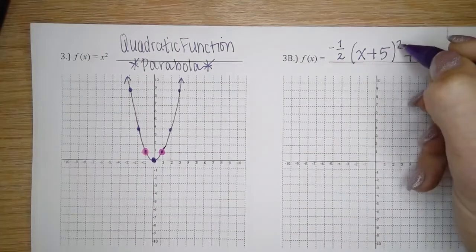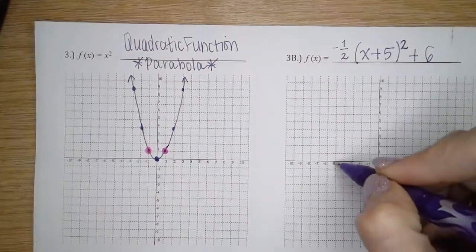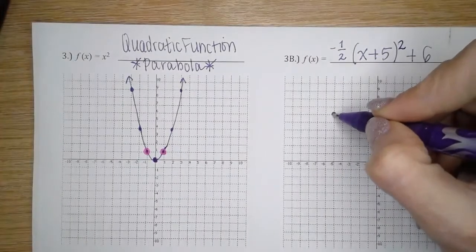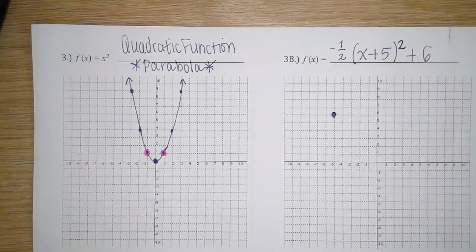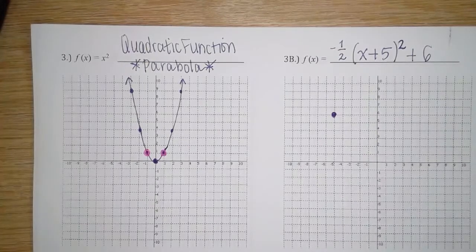How do I know it's a parabola? Because of that squared right over there. I'm going to go left 5, up 6. That's my vertex. Now from there, the negative is going to reflect my graph vertically and the 1/2 is going to be a vertical compression by 1/2. So if my normal pattern would be to go 1, 3, 5, and 7 vertically, instead I'm going to go 1/2 of each of those values.